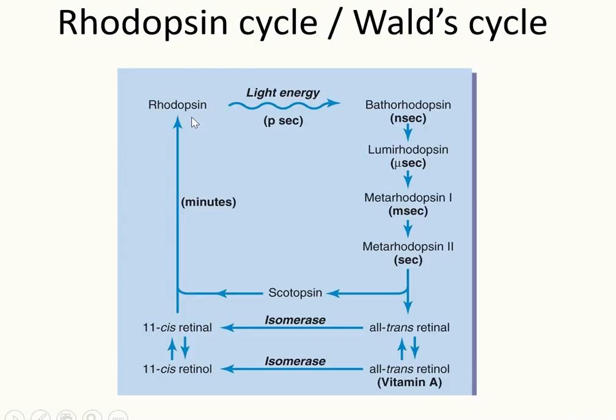Initially, rhodopsin was just a combination of 11-cis retinal and scotopsin. Once light strikes this rhodopsin molecule, the 11-cis retinal present within it converts itself into all-trans retinal. But the combination of all-trans retinal and scotopsin is unstable. That is why they dissociate. But within those few seconds, in that combined form, it is called an active rhodopsin molecule.